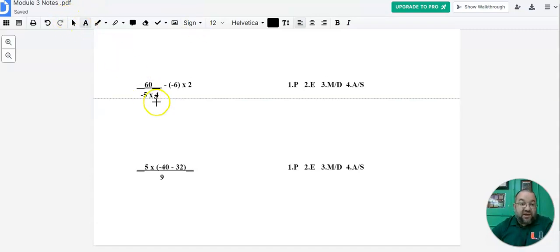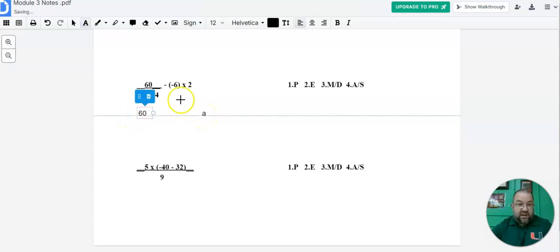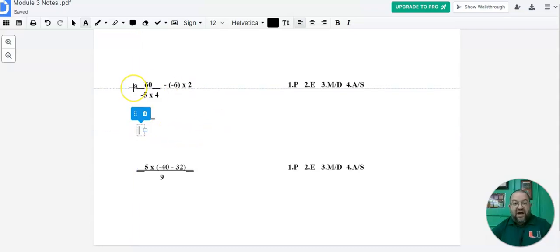So we have here 60 over negative 5 times 4. So we're going to go ahead and I want to type in 60. I'm going to use my little underline here for my fraction. All righty. And then I have the results of what is 5 times 4? Well, that's 20. Do we have a negative number in there? Yes, we do. So that's negative 20. All right, 60 over negative 20.